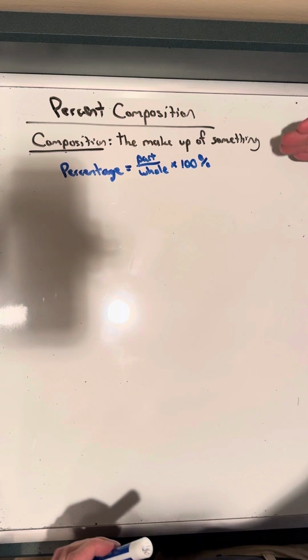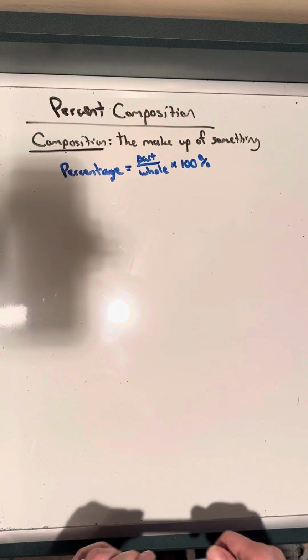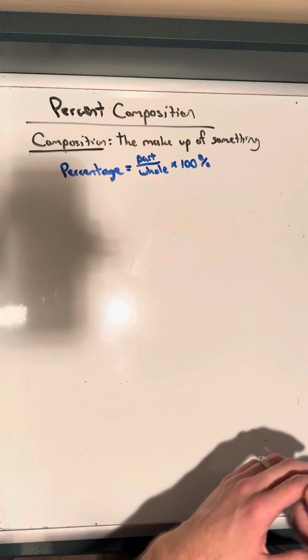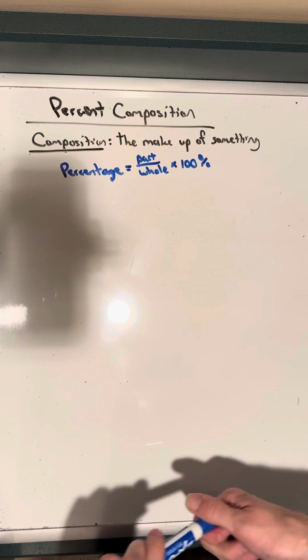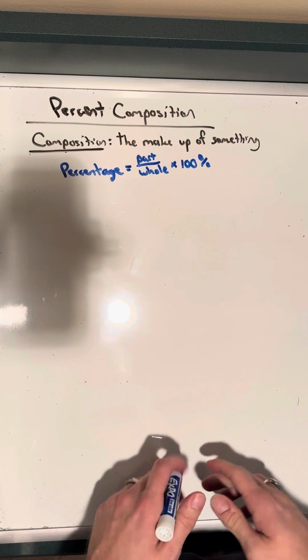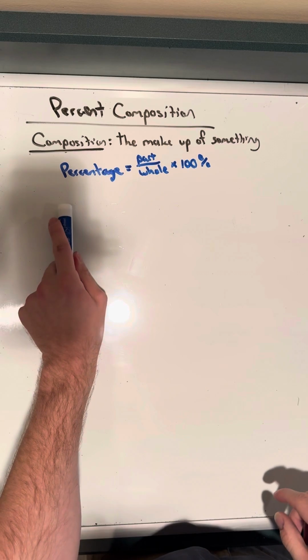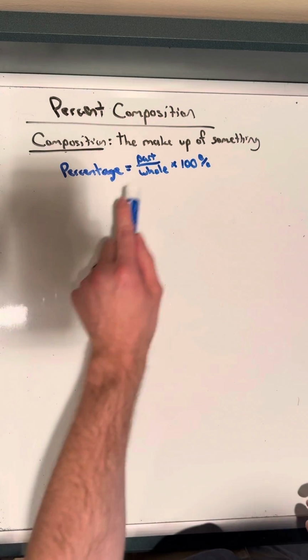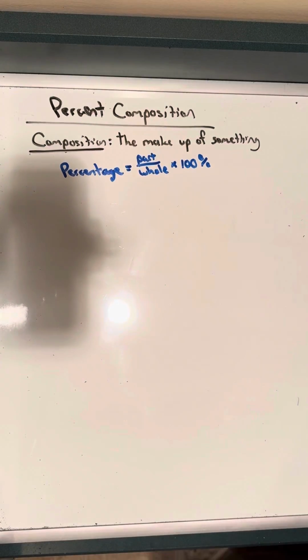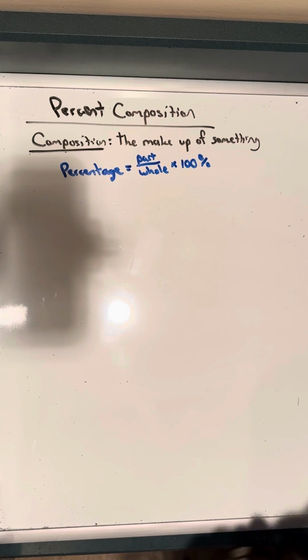Now, up here I have the definition of composition, just in case I need to make sure we're all on the same page. Composition is essentially the makeup of something, right? What something is composed of is its makeup, so we say it's its composition. And the other thing is percent. Well, a percentage is the part over the whole multiplied by 100. And you guys have been doing this for a very long time.